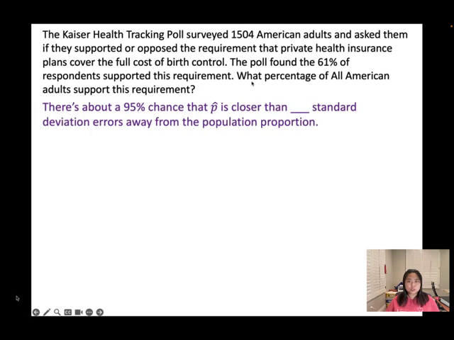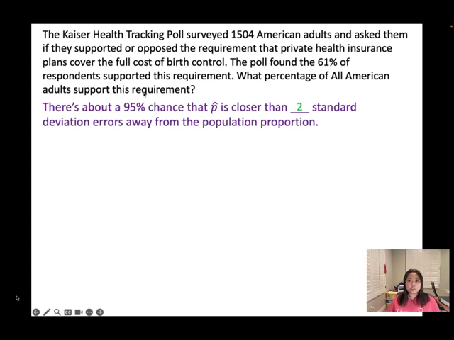So what percentage of all American adults supports this requirement? We're going to think about the empirical rule. We have 68%, 95%, and 99.7%. This time we only choose 95%. So 95% is about 2 standard errors away from the population proportion. Remember the empirical rule, 95% is talking about the sample proportion plus or minus 2 standard deviations. That will be about 95%.